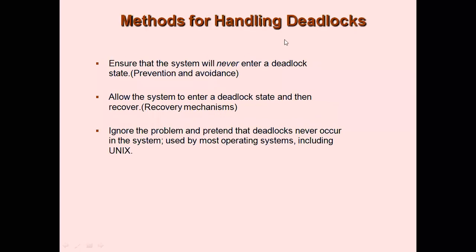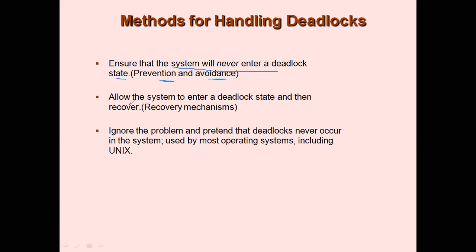So to handle deadlocks, you have many methods, guys. The first method is to ensure that a system will never enter a deadlock. You say that prevention is better than cure, right? So something like that. You prevent the system from entering into a deadlock. So you have mechanisms on prevention and mechanisms on avoidance. You have already seen mechanisms for avoidance through the Banker's algorithm. We will see how deadlocks can be prevented.